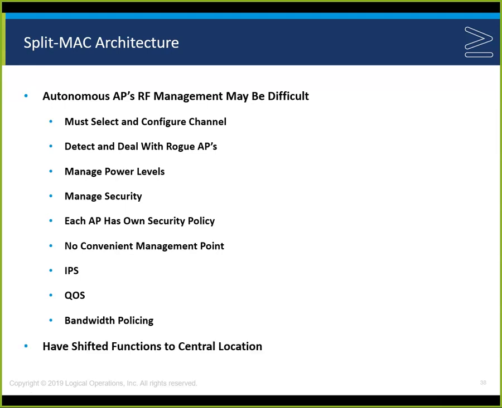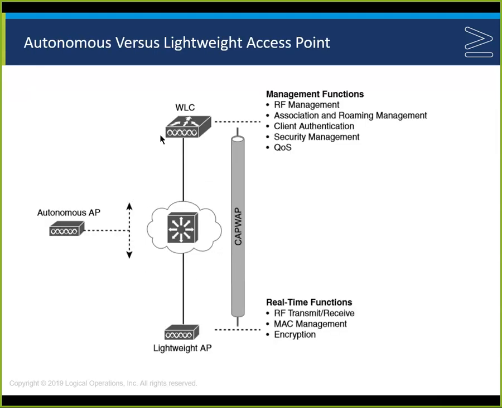And we have shifted functions to a central location in the split architecture, the split MAC architecture. The configuration of the individual devices doesn't happen at the individual devices. The work still takes place at the individual devices, but in these autonomous access points, all of those things have to happen. We have to configure them one at a time. All of these things have to happen on the split MAC architecture, but instead of doing them one at a time, we're going to manage them all centrally from a wireless LAN controller.